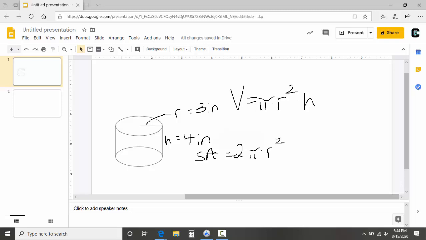Okay? I want to make that pi look better, but I feel like I'm going to butcher it, so I'm not going to touch it. But that is a pi.